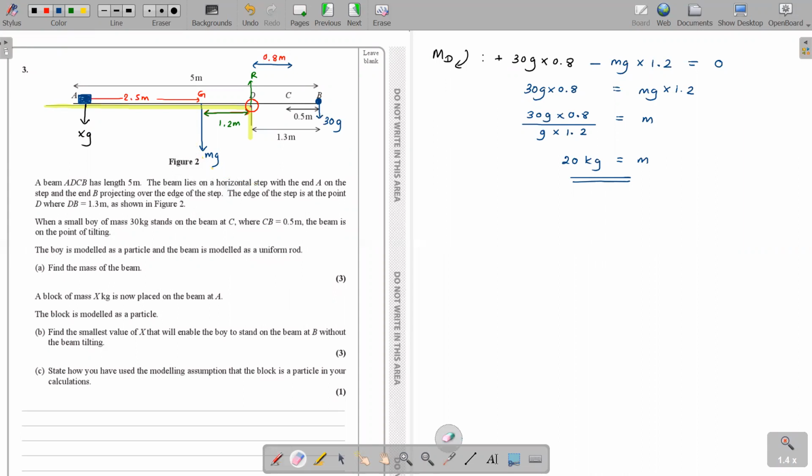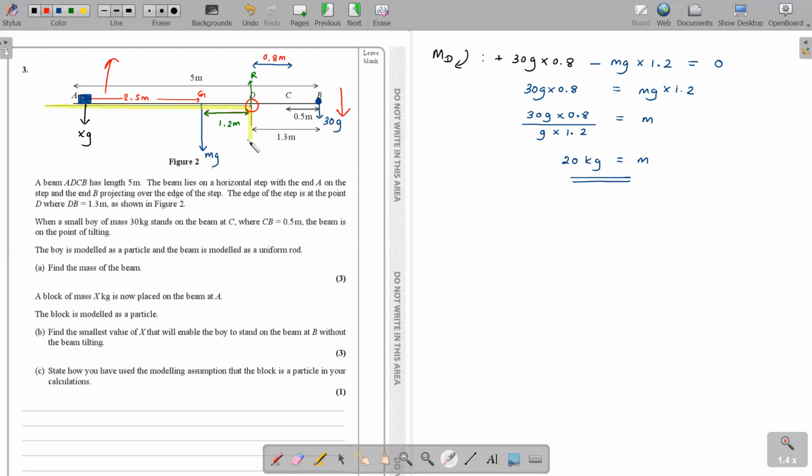Now, what do they want you to find? They are asking you what is the smallest value of x such that the boy can go to the point B without the beam tilting. Okay, so you do realize that even when you go to the point B, if there is a tilt, where will this tilt occur? The tilt is definitely occurring at D because this is the edge of the stair. So when you have something heavy here, the feeling is that this part will go down and this part will lift up. That's the feeling that we get, right? This goes down, this goes up, and the tilting will happen around D.